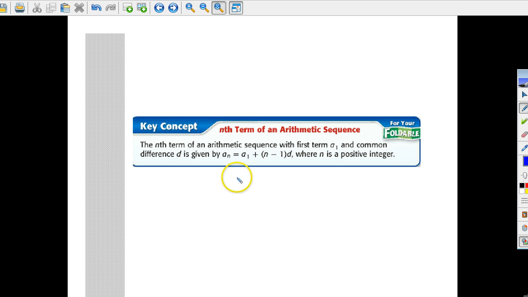So again, here is the equation. a1 is the first number plus the nth term, whichever term you want to find, minus 1 times d, the common difference.